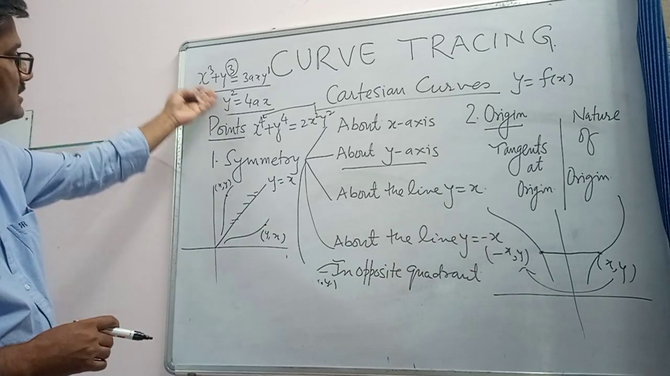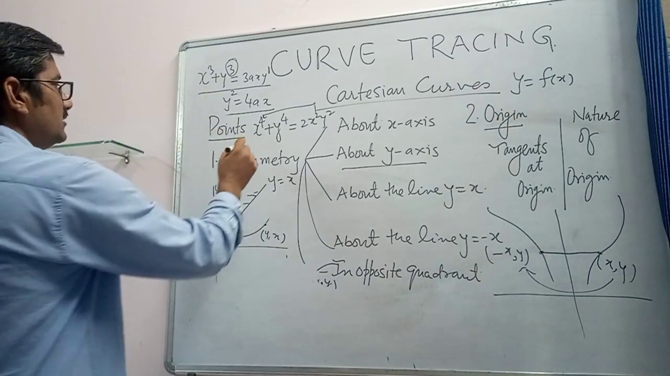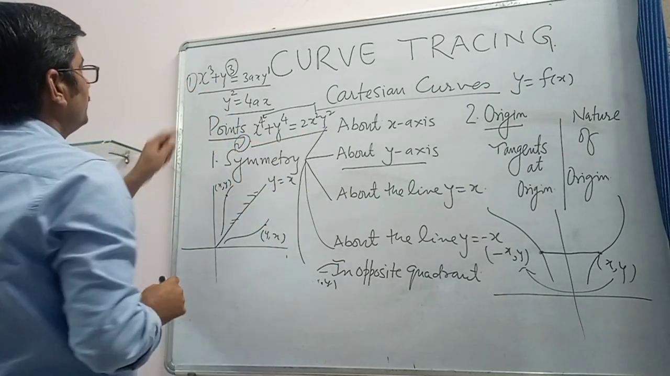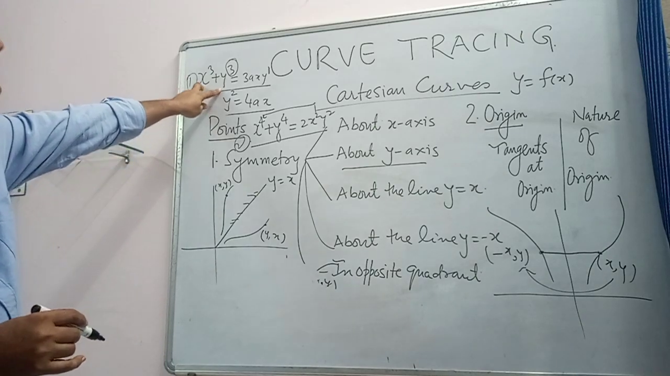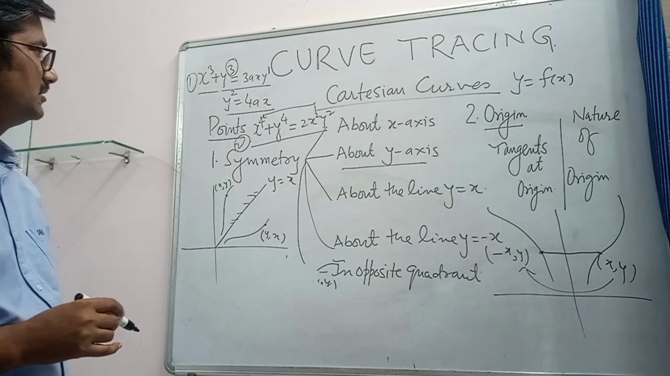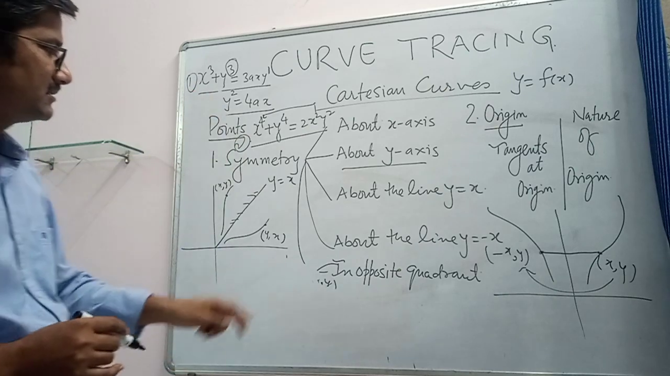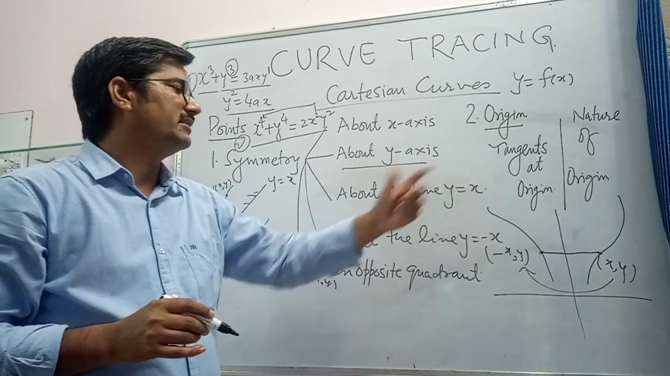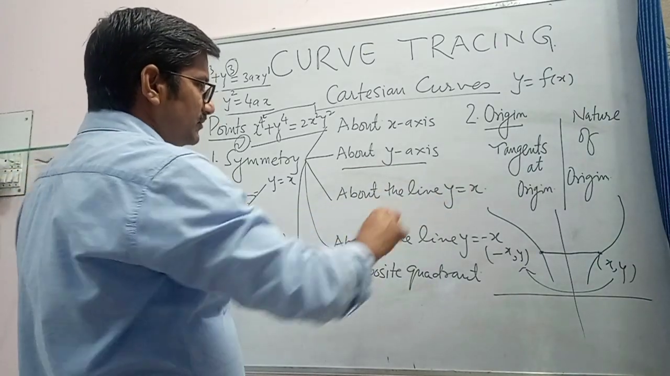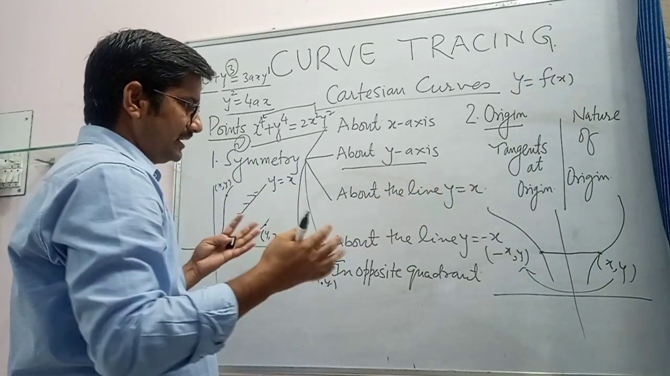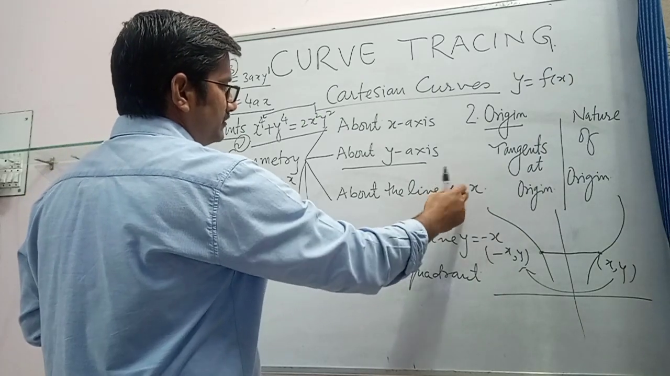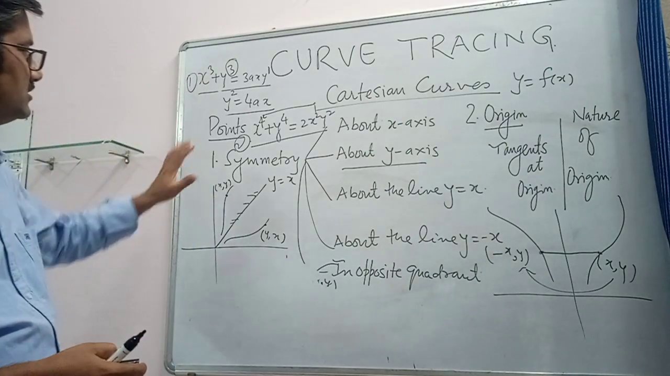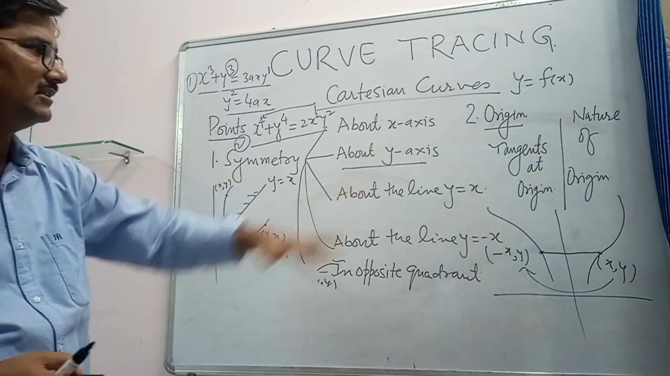So in these three examples, this one and this one, okay. If you interchange x and y, the equation of the curve does not change. So these two are the examples of the curves which are symmetric about the line y equal to x. So you can take an idea from here. If you put y equal to x or you put x equal to y, the curve does not change, it means it is symmetric about the line y equal to x.